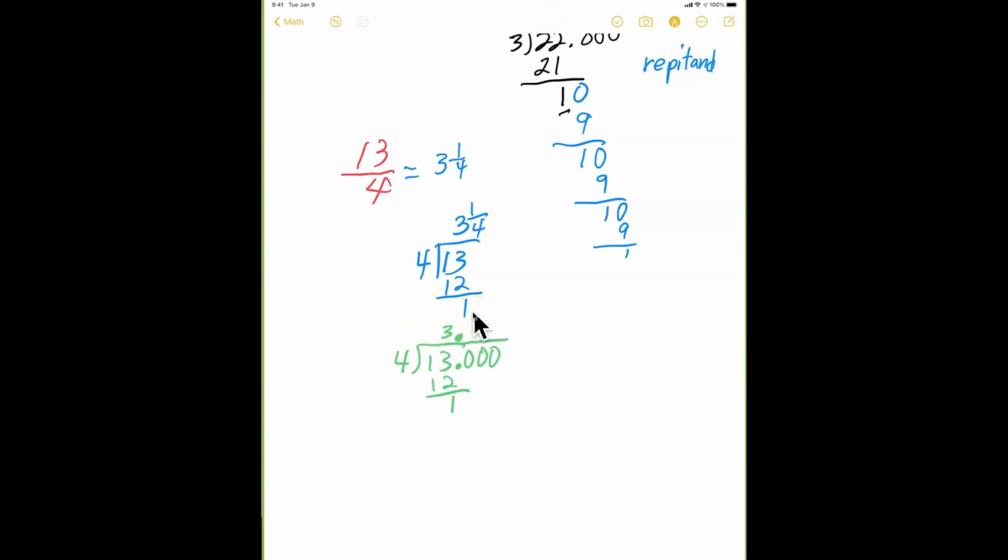We'll extend this line over our zeros. So we bring down the first zero, we have a 10. 4 goes into 10 how many times? 2. 2 times 4 is 8. And 8 from 10 is 2. Let's bring down the next 0. 4 goes into 20 how many times? 5 times. 5 times 4 is 20. And now we have 0 remainder. So, in answer to the question, if you have 13 quarters, that's going to be equal to $3.25.